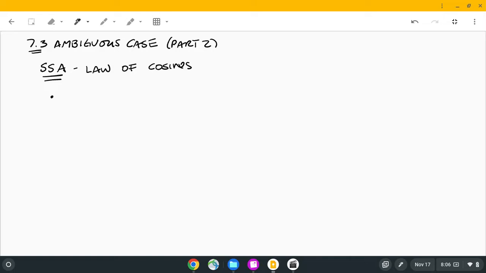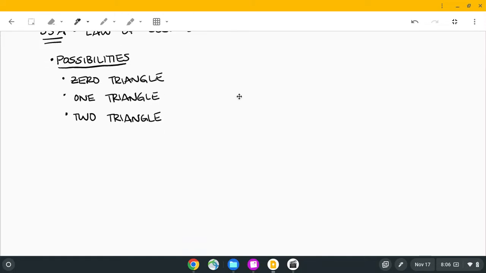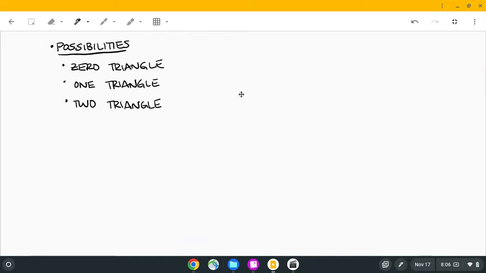So the three cases. The possibilities are the same as with law of sines. We could have the zero triangle case, the one triangle case, or the two triangle case. And we will look at each of these using the same problems we did in the previous video. Okay, so the zero triangle case.